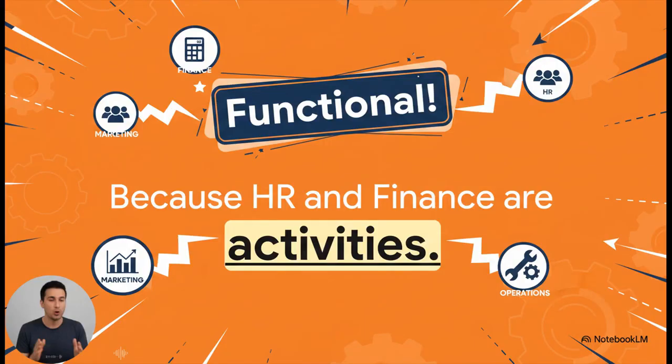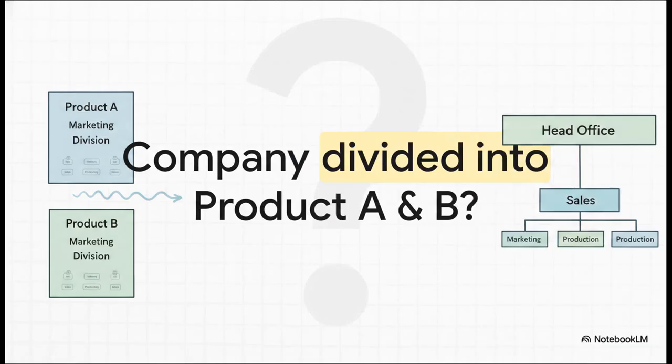Why? Because HR and finance are activities. They represent specific corporate functions. The examiner is literally handing you the answer by telling you the company is dividing its people by the activity they perform. Don't overthink it, just trust the framework we just built. Let's try the next one.